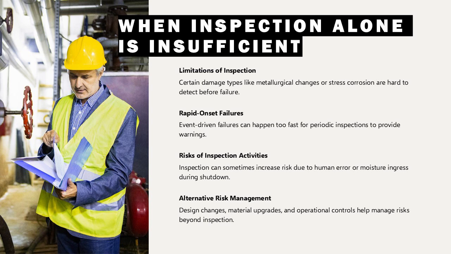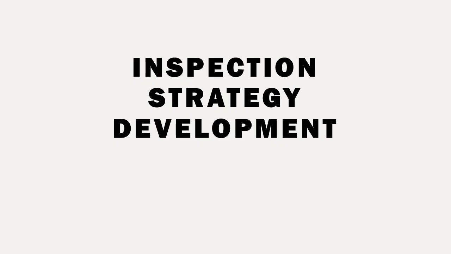In some cases, inspection activities themselves can introduce additional risk, such as moisture ingress or human error during shutdown and restart. In these situations, alternative risk management measures, including design changes, material upgrades, or operational controls, are necessary to achieve acceptable risk levels. Inspection strategy development: establishing a risk-based inspection strategy.